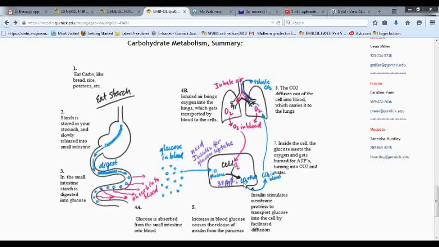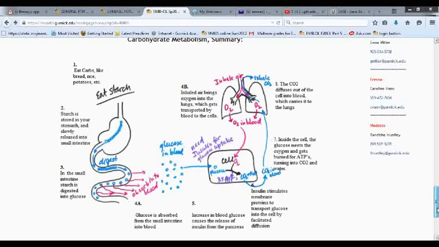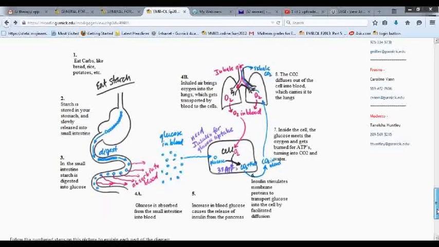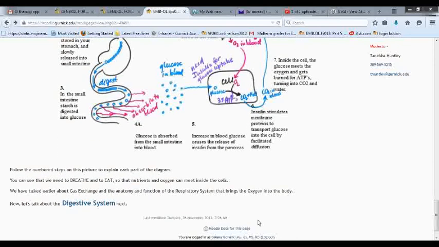So CO2 diffuses out of the cell into the blood, and blood carries it back to the lungs, where the CO2 enters the lungs again by simple diffusion, and then you exhale that CO2 out of your system. Okay, that's a pretty simple explanation of this complex process. But here you can see step by step why you need to eat and you need to breathe. Okay. So, as promised, we're going to talk about the digestive system.